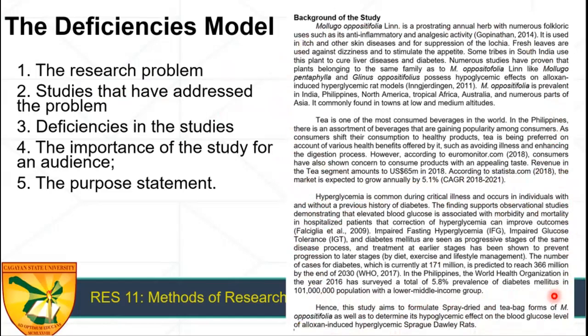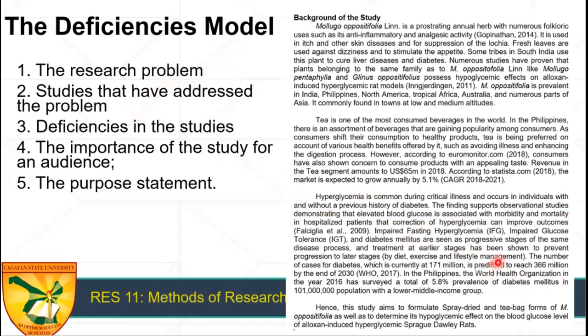So the research problem here is that there are several drugs for hyperglycemia, and we are now looking for other ways of lowering blood glucose levels because hyperglycemia, or elevated blood glucose, is associated with morbidity and mortality. That's the research problem. Studies that have addressed the problem.